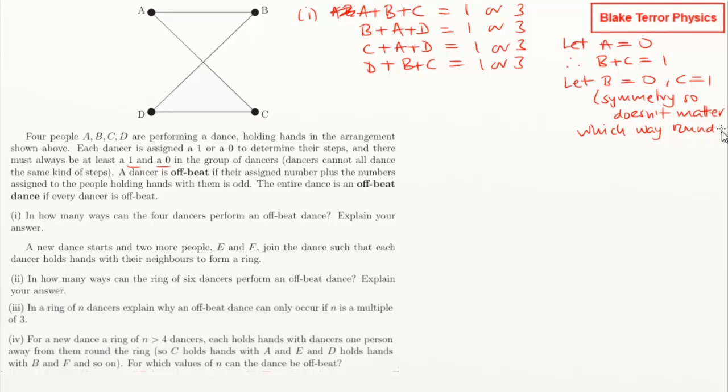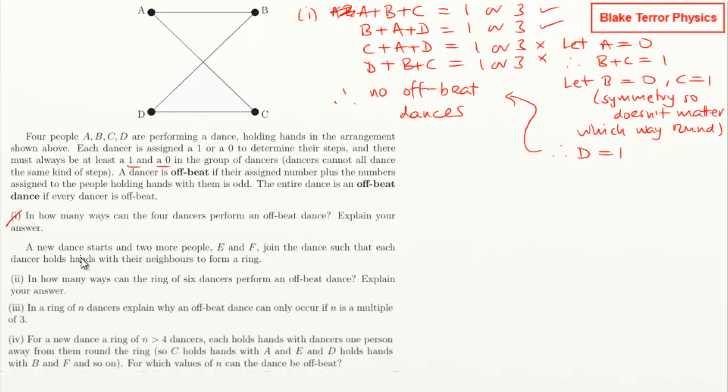So that would then mean that we've got A plus B. That means that D would have to be 1. Therefore, D equals 1. So that satisfies that one, but it doesn't satisfy that one or that one. So that means, therefore, we have got no offbeat dances. Right, okay, so let's set that scene.